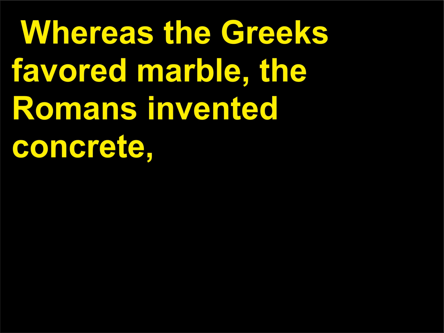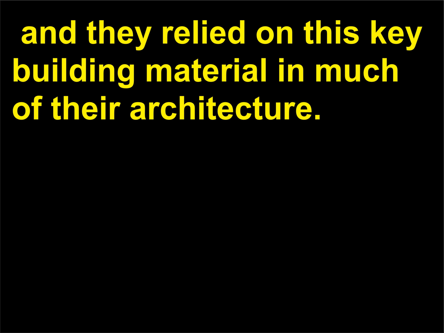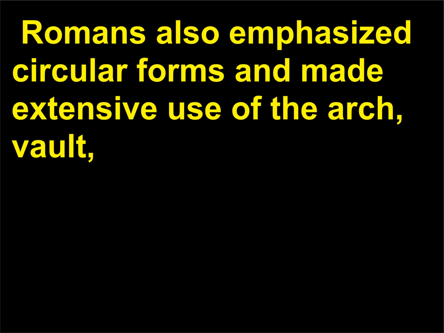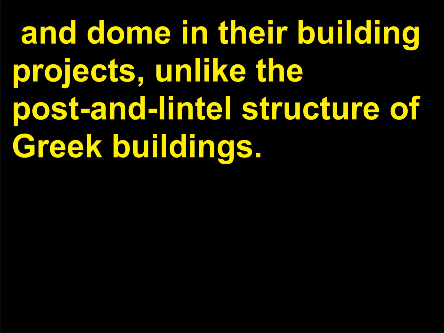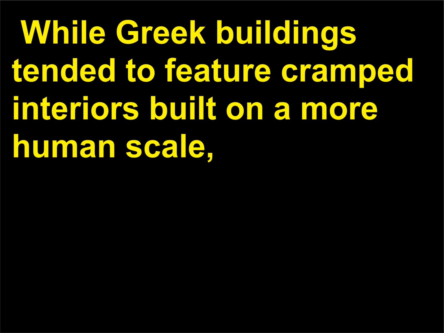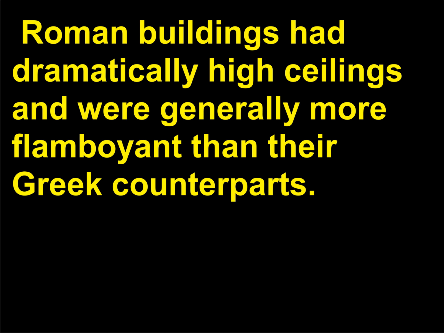Whereas the Greeks favored marble, the Romans invented concrete, and they relied on this key building material in much of their architecture. Romans also emphasized circular forms and made extensive use of the arch, vault, and dome in their building projects, unlike the post and lintel structure of Greek buildings. While Greek buildings tended to feature cramped interiors built on a more human scale, Roman buildings had dramatically high ceilings and were generally more flamboyant than their Greek counterparts.